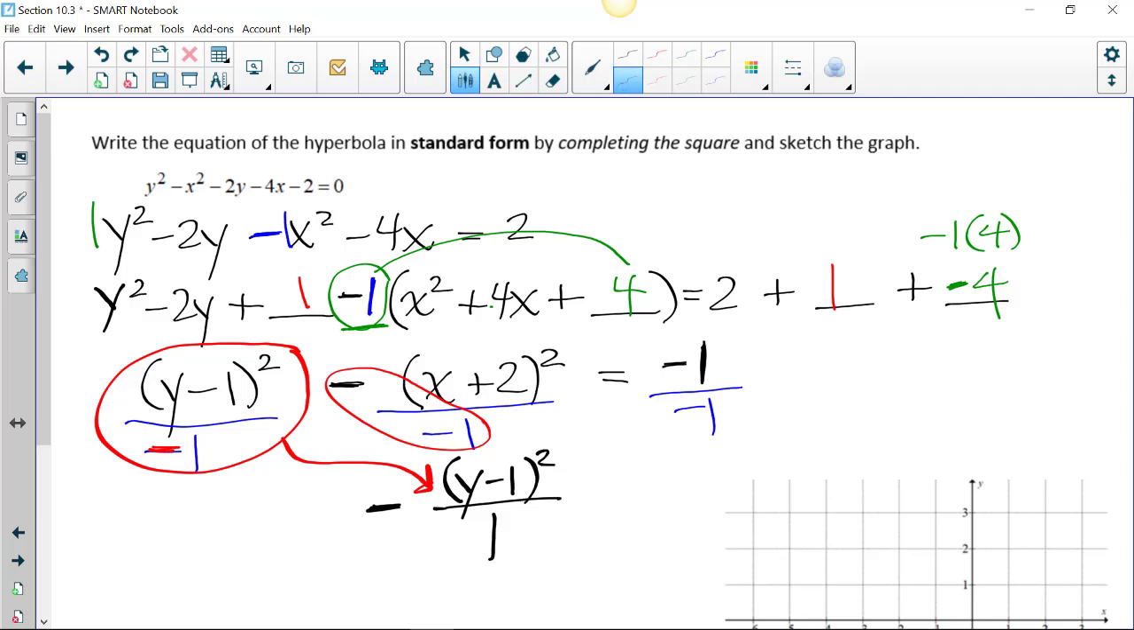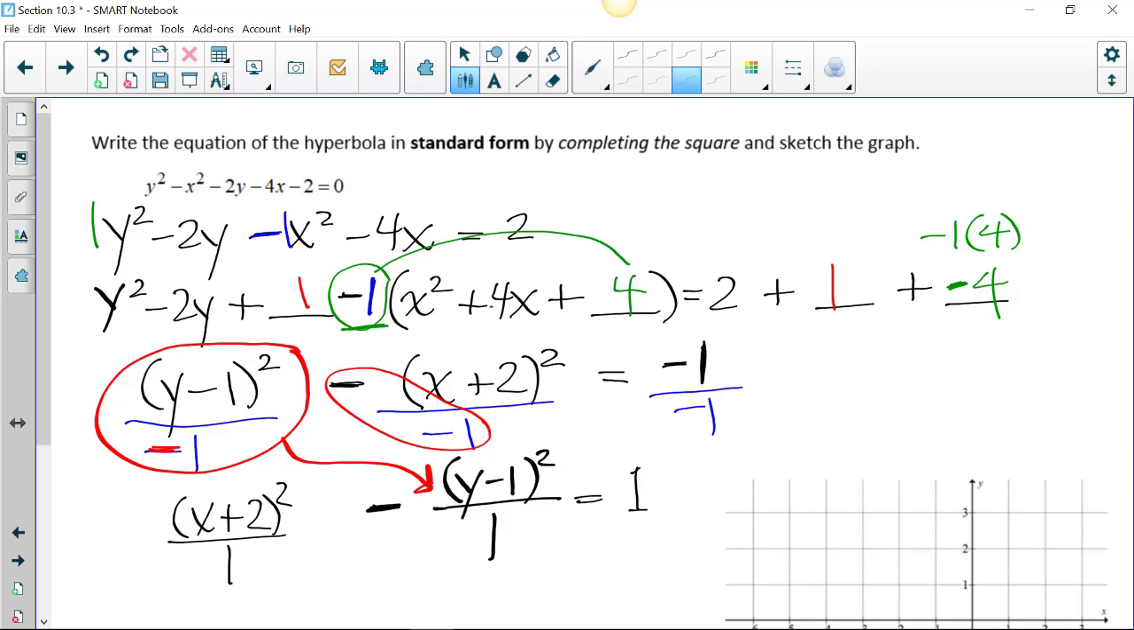Okay. When I divide here, a negative divided by a negative is a positive. So the expression with the x in it will be first. So it'll be x plus 2 squared over 1 equals 1. So here's a case where why it's doubly interesting is the denominators are the same, but they're both 1. Is it okay if they're both 1?